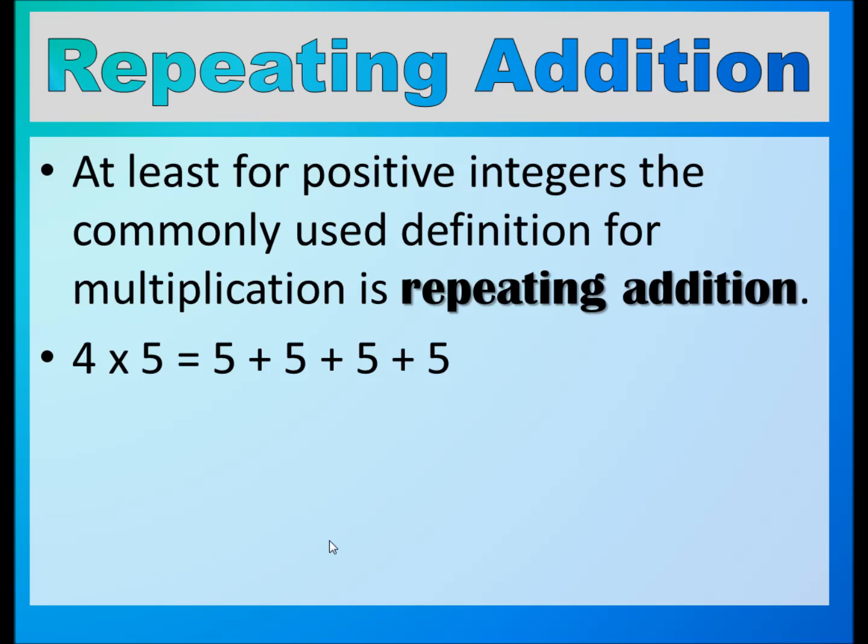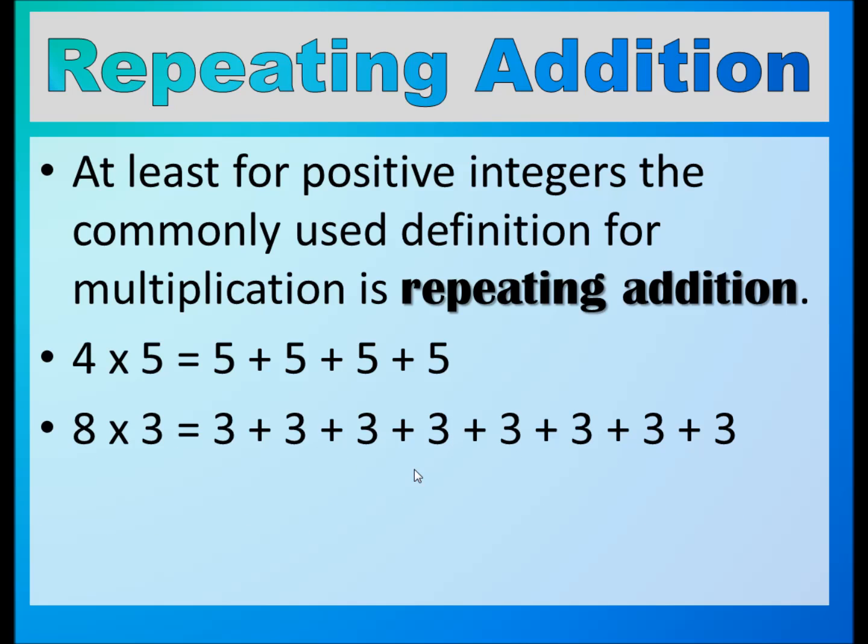So for example, 4 times 5 equals 5 plus 5 plus 5 plus 5. So you can see that there are 4 5s. And there's a lot of addition, repeating. So that's why it's repeating addition. For 8 times 3, that is 3 plus 3 plus 3 plus 3 plus 3 plus 3 plus 3 plus 3. So there are 8 3s. And there's a lot of adding here.